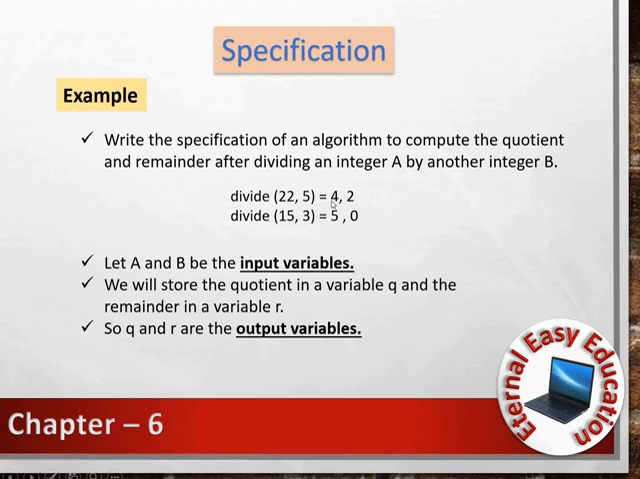That means 4 5s are 20. So the balance is 2. Likewise 15 by 3. That means 3 5s are 15. So the remainder is 0. This is the thing we need. It's a simple mathematical program.